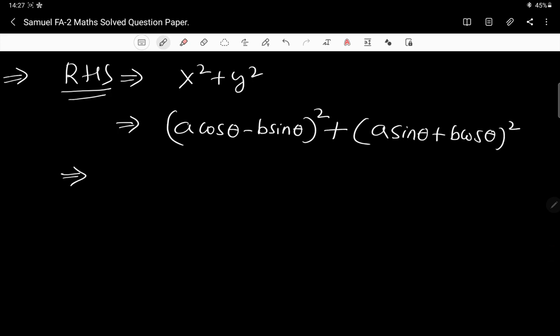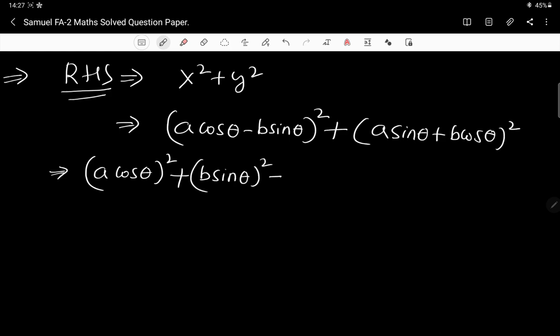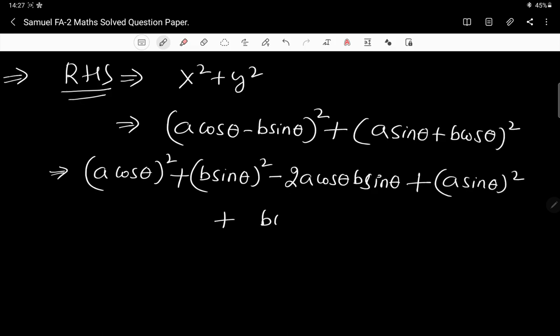It's going to take more space, that's why I just came a little bit to the left here. All right, so a minus b whole square means it becomes a square, that is a cos theta whole square, plus b square, that is b sin theta whole square, minus 2ab, that is 2a cos theta into b sin theta. Then plus, I am going to write a sin theta whole square, that is again a plus b whole square, a square plus b square, that is b cos theta whole square, plus 2ab, that is 2a sin theta into b cos theta.